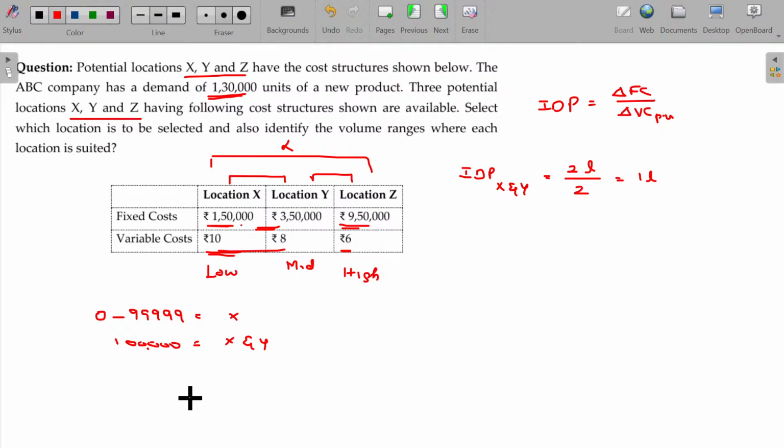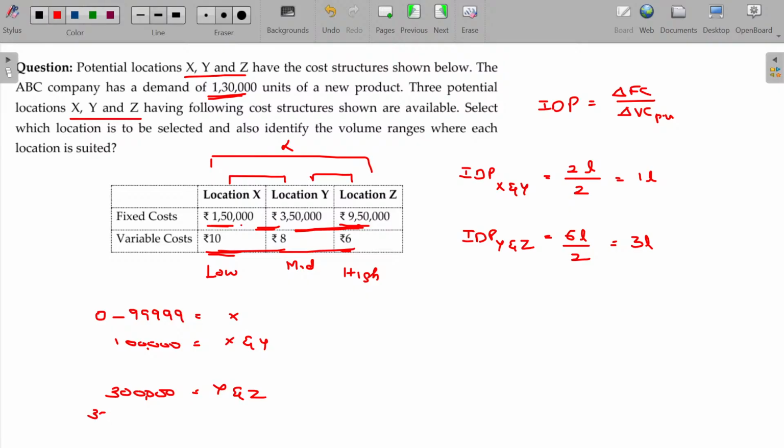Again, we need to do the indifference point between Y and Z also. So here the difference between these two is 6 lakhs, and the difference between these two is 2 rupees. 3 lakhs will be the level where the cost between Y and Z is the same.